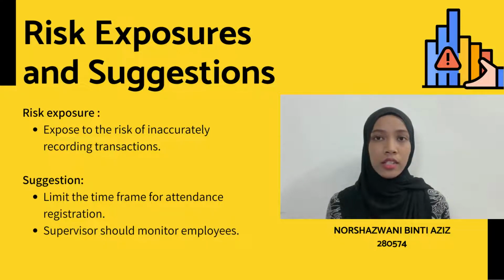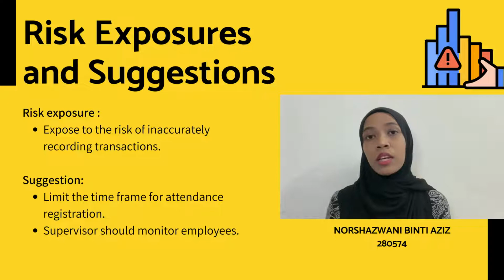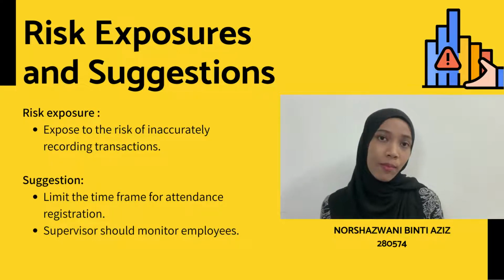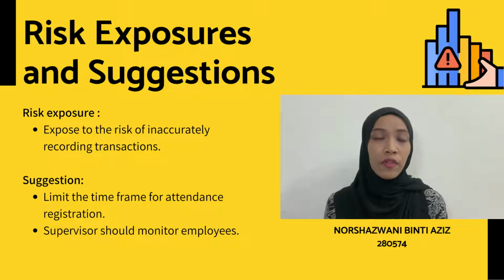Now, I will present about the risk exposure and the suggestions that might result from each of the internal control weaknesses as Fazirul already explained earlier. The risk exposure might have 4 of them. Firstly, Restoran Kasih Anak Mama Nasi Campur could be exposed to the risk of inaccurately recording transactions.